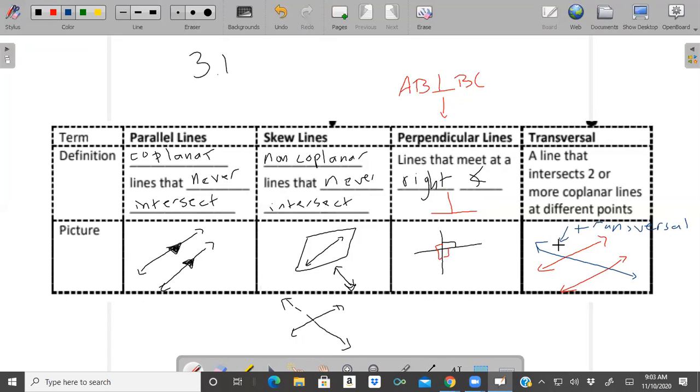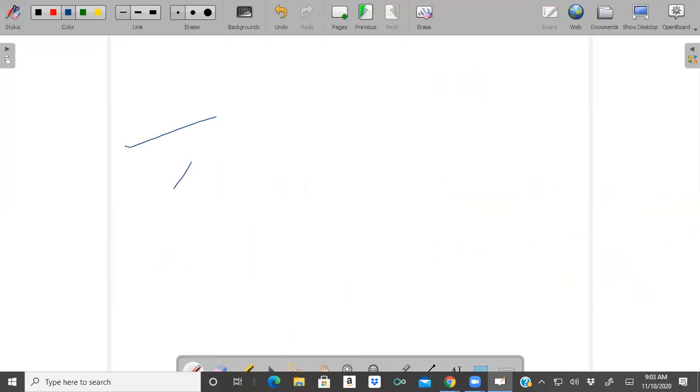So this thing right here is the transversal. Notice how it crosses each line like this. Okay? So more examples of what a transversal could look like. I could have 2 lines like this. This is not a transversal because it's not intersecting 2 or more lines.